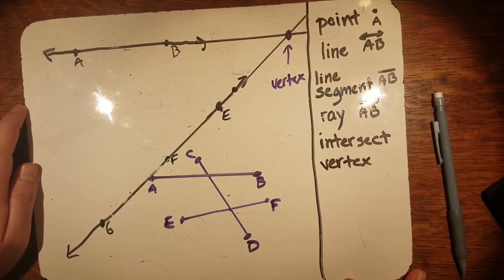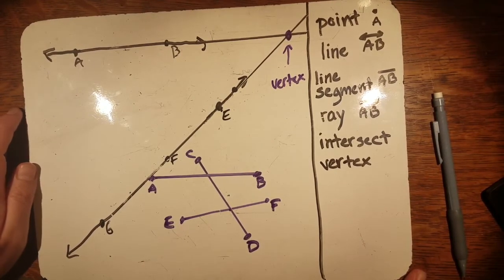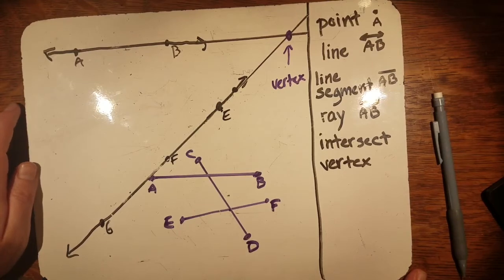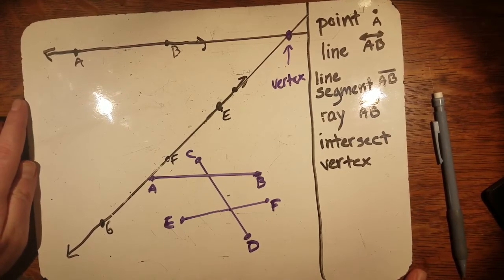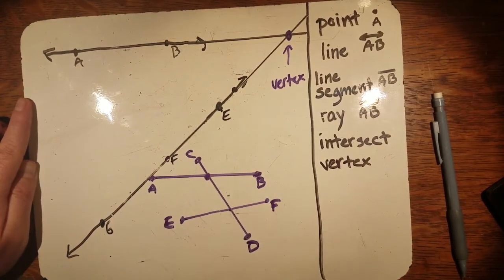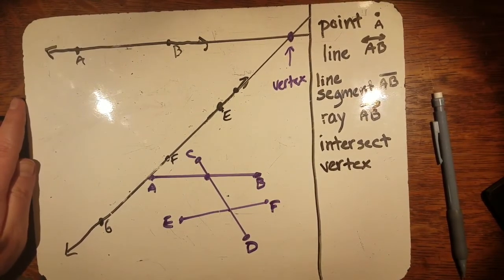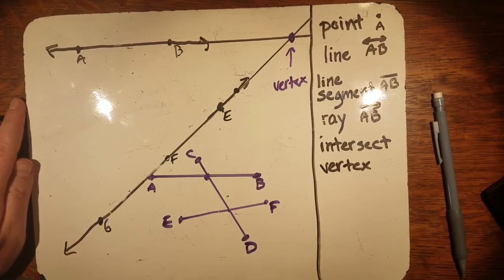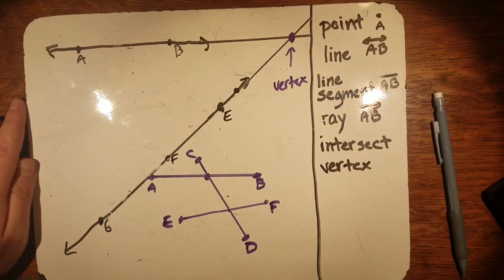Point to the vertex where line CD crosses line AB. Right there. You got it. Notice how I said that. Line CD. Oops. Oh my gosh. I have to be a little bit more specific than that. Notice my vocab. Line segment CD crosses with line segment AB. That would be the vertex.